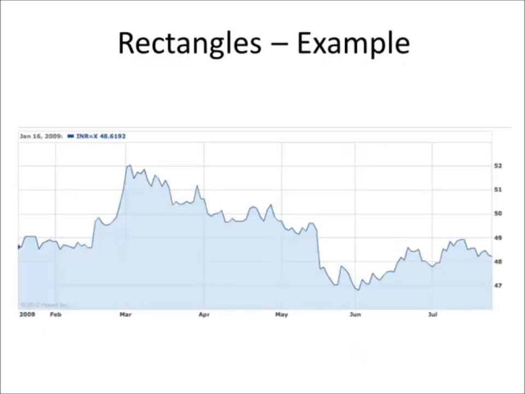Rectangles. Example. Here we are back to our graphs, and this time again we've gone with the rupee against the dollar. This time period is starting at the beginning of 2009 until just past the middle of 2009. And what we are going to do is find a rectangle pattern that follows on, shows us a continuation of the prior trend.